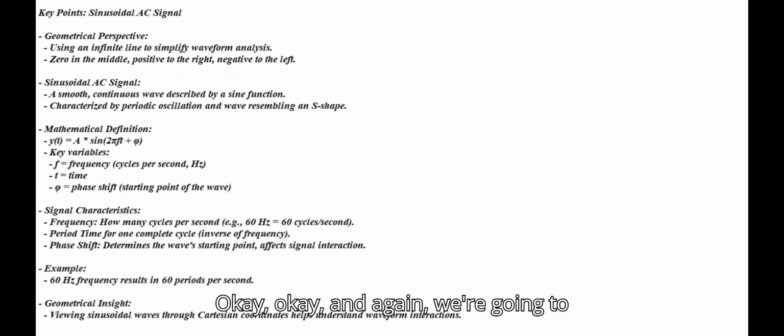Okay, and again, we're going to think geometrically. So we're just going to use the axiom of an infinite line. Even though the waveform is a lot more complex than this, we're going to keep it simple. We'll use a line with infinite directions. You have 0 in the middle, positive on the right, and negative on the left. A half cycle means half is on one side, on the positive side, because it's higher than 0. So, in a typical sinusoidal AC signal.